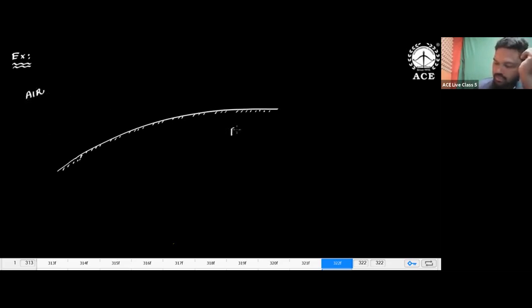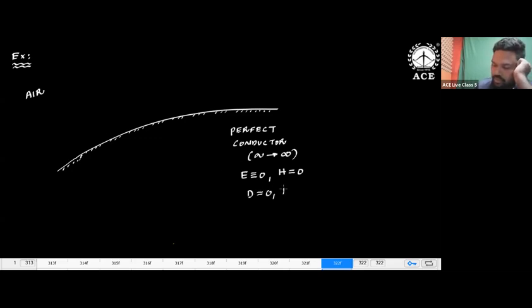This is a perfect conductor. Perfect conductor means conductivity tends to infinity, beta. Inside the perfect conductor, the electric field is 0. So that will make H 0 and D 0, and then B 0. So all fields are 0 inside the perfect conductor, isn't it? Now let us say there is a charge here.